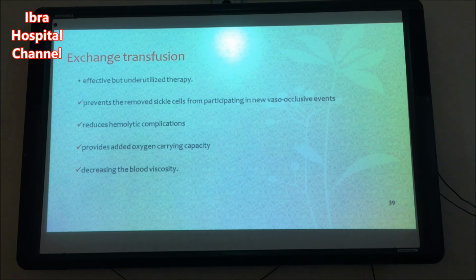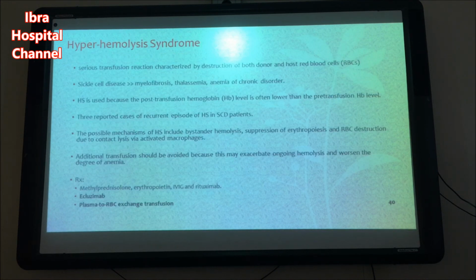What happens if you transfuse a sickle cell patient to a hemoglobin level above 10? Yes, there is a high risk of cerebrovascular accidents. And that's when transfusion is actually harmful, not useful for the patient. Hyperhemolysis is the last slide. It is a very difficult situation that sickle cell patients can develop.